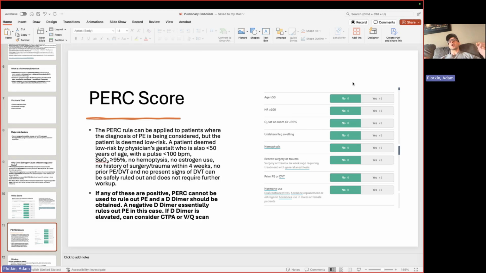So sensitive tests are good for ruling things out, specific tests are good for ruling things in. So essentially, with regards to the PE, if the D-dimer is elevated, the PE is still on my differential. If the D-dimer is not elevated, maybe look elsewhere, okay?